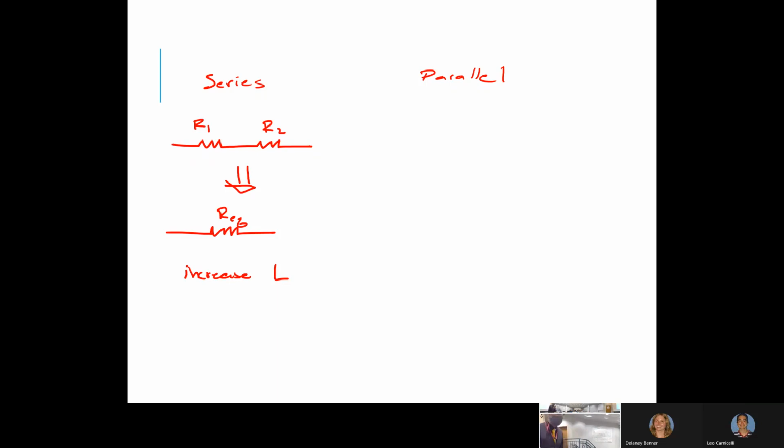Which means what happens to the overall resistance? If I want to take these two resistors in series and combine them into an equivalent resistance, conceptually that's making the road longer. What happens to the equivalent resistance? It's R1 plus R2. You take the length of 1, you take the length of 2, again in air quotes. And so the equivalent resistance is simply the sum of the two resistors in series, like increasing length.